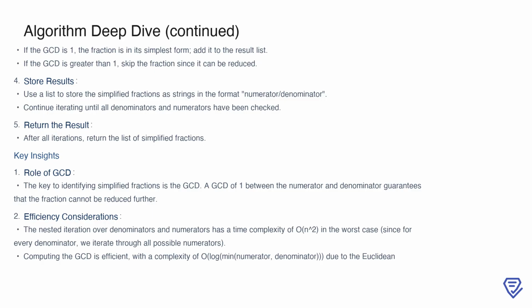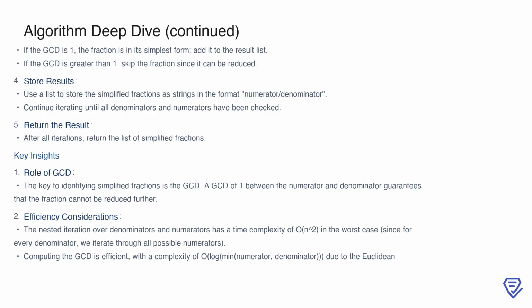Efficiency is also a consideration. While the nested loops have a worst-case time complexity of O(n squared), due to iterating over all numerators and denominators, the GCD computation is quite efficient, running in O(log(min(numerator, denominator))) time thanks to the Euclidean algorithm. Combining these, the overall complexity of the algorithm becomes O(n squared * log n), which works well within the given constraints. Additionally, by skipping fractions where the GCD is greater than 1, we avoid redundant calculations for fractions that can be simplified.